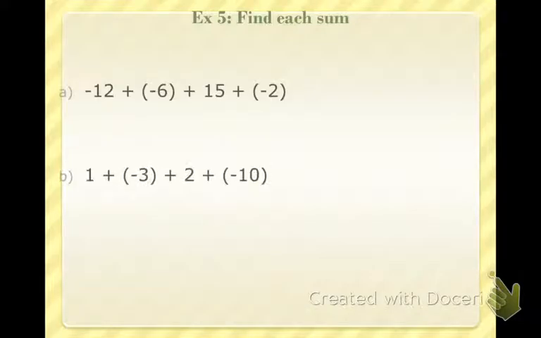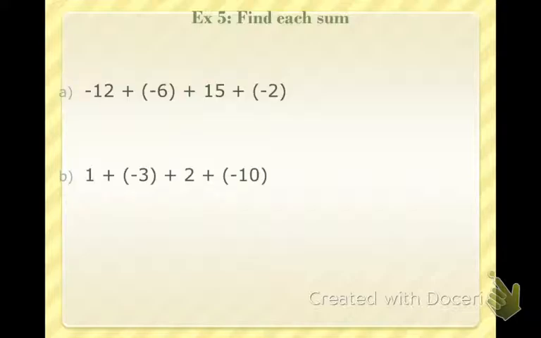Now we're going to get into larger numbers. And you always start from left to right. Please do not decide to go in any order you want to. Left to right's easiest. So we're going to start with these two. So we have negative 12 plus negative 6. Well, they're the same, so we're going to add them. So it's going to be negative 18. And then you do plus 15.